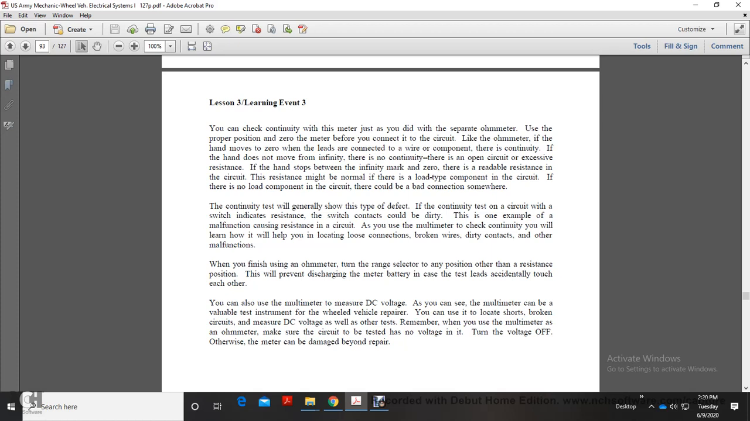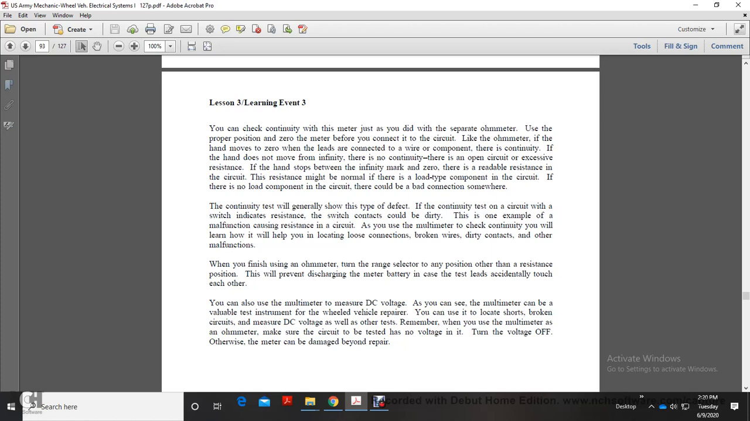There is no continuity. There is an open circuit with excess resistance. If the hand stops between the infinity mark and 0, there is a readable resistance in the circuit. The resistance might be normal if there is a load component in the circuit. If there is no load component in the circuit, there could be a bad connection somewhere. The continuity test will generally show this type of defect.